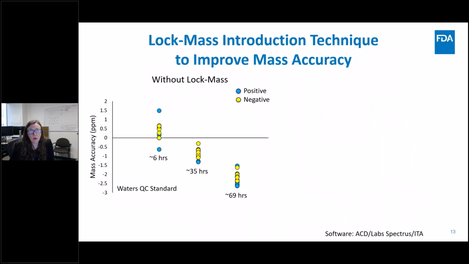We have also done some work to improve some of these data quality metrics. For example, our mass accuracy. As I mentioned on the previous slide, we typically on our Orbitrap instrument are able to get mass accuracies within plus or minus 2 ppm.